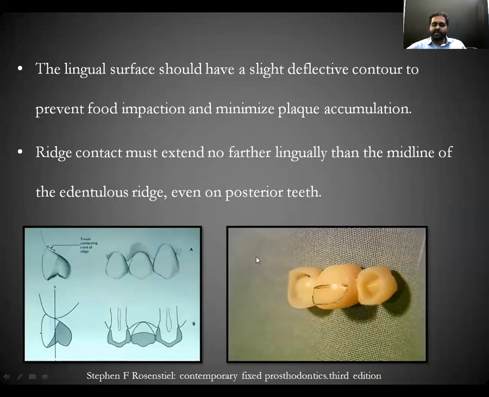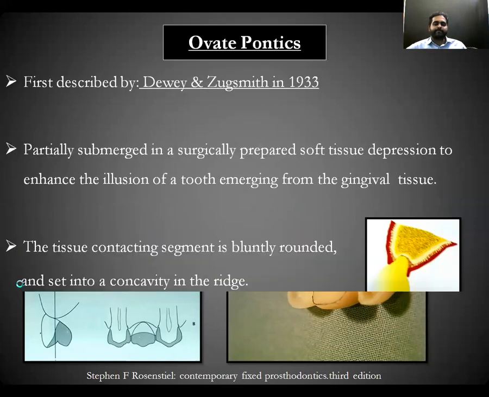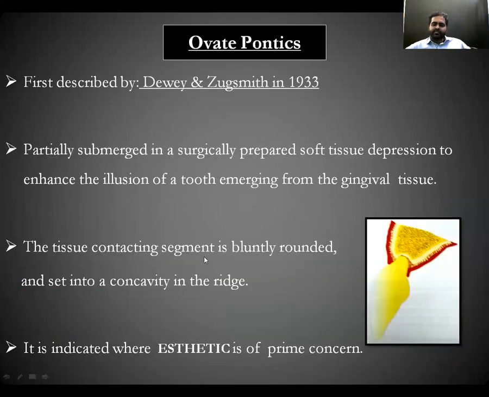So basically, it eliminates the lingual surfaces in such a way that it will have deflecting contours. It will prevent food impaction and give minimal plaque accumulation. It is very important when taking aesthetics and biological considerations into account. Okay, the next point is the ovate contact.